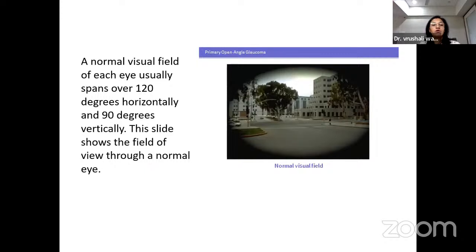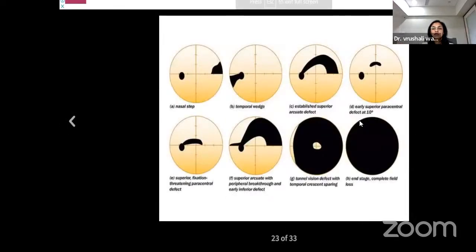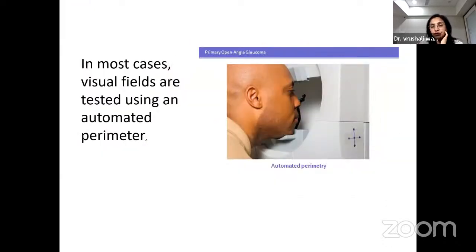Normally we have around 120 degrees of field of vision horizontally and around 90 degrees vertically. So this much peripheral vision we have along with the central vision. This is how a normal vision field is. These are the glaucomatous visual field defects we can get according to the stage of the disease: nasal step or temporal wedges, then superior arcuate defect, inferior arcuate defect, or sometimes an annular ring, and we get tubular vision. So we can get such types of visual field defect changes in glaucoma.